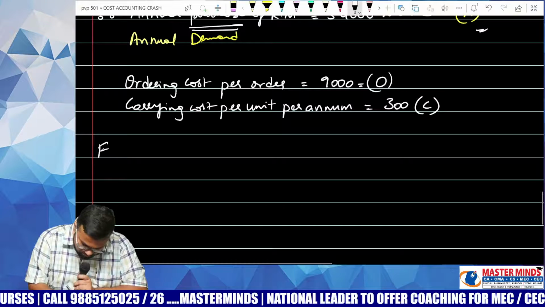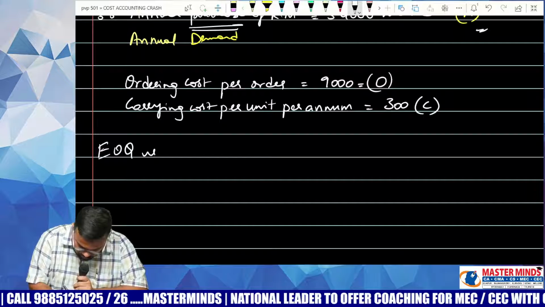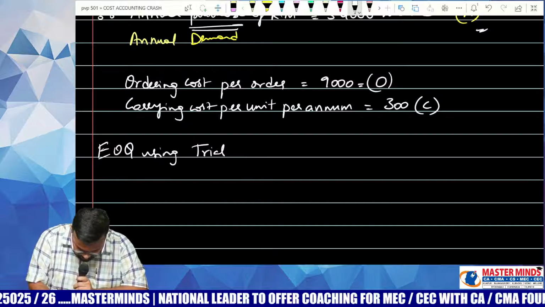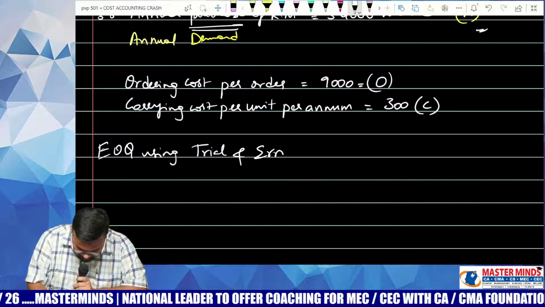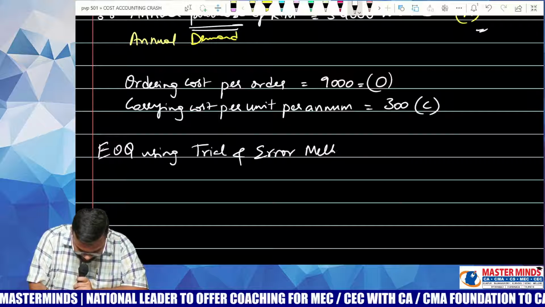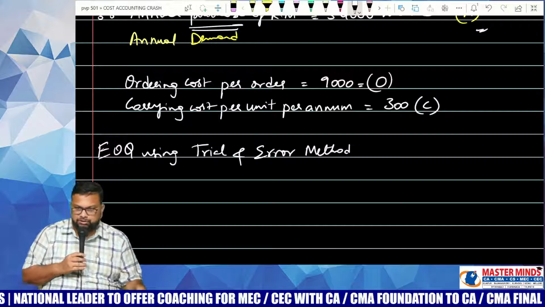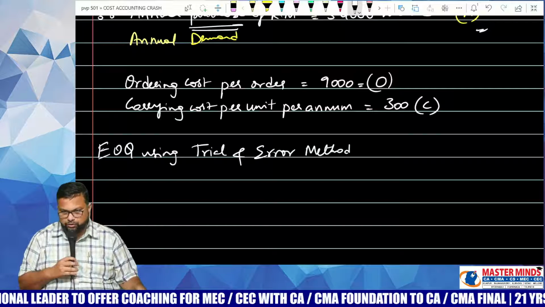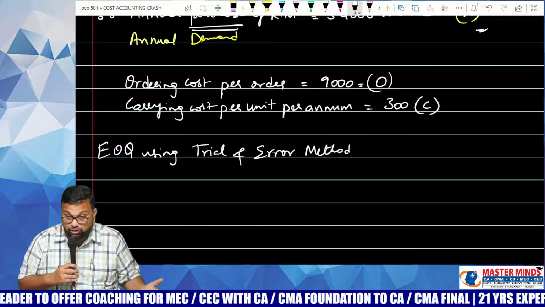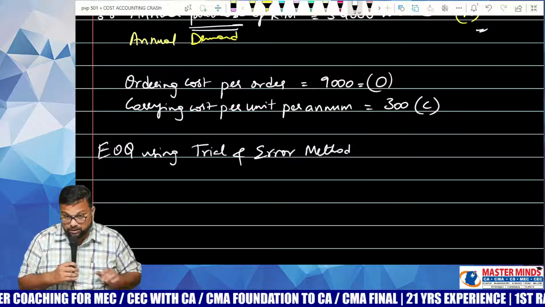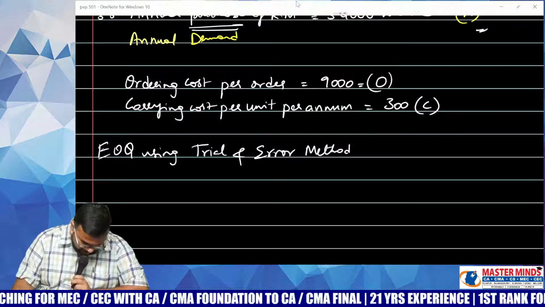So EOQ using the trial and error method. Trial and error method means nothing but sampling. You will take different values, and wherever you get the lowest additional cost, at that level, whatever quantity you have will be called economic order quantity.